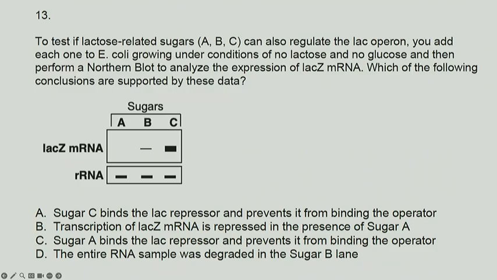So if sugar A bound the lac repressor and prevented it from binding the operator, it would be turned on, because it's the repressor, right? And the operator is not on because you don't have any lac Z mRNA.